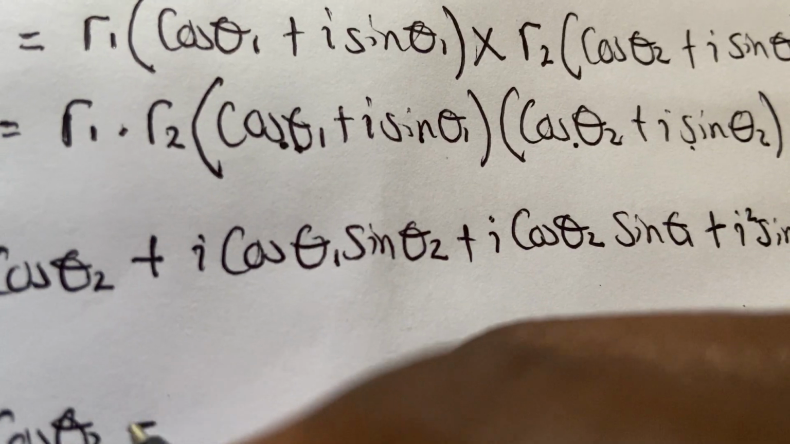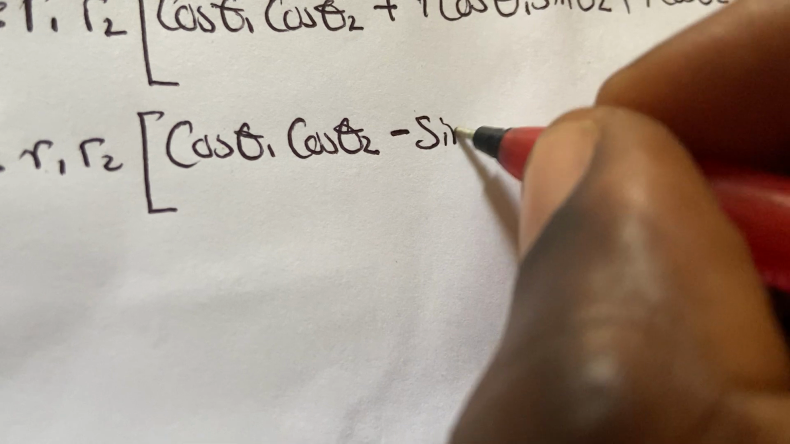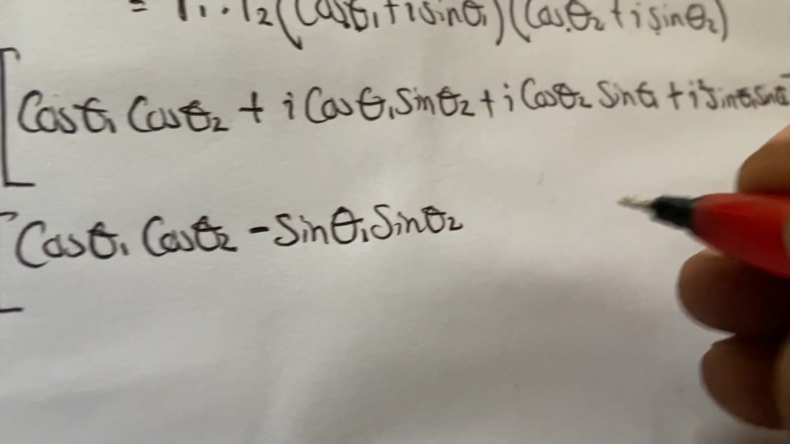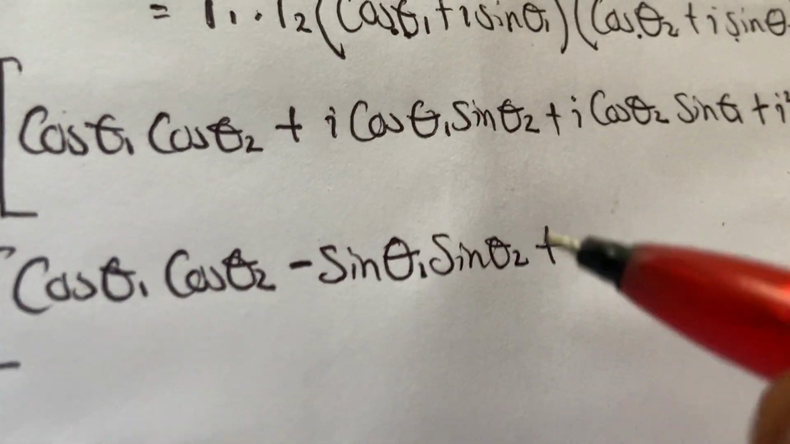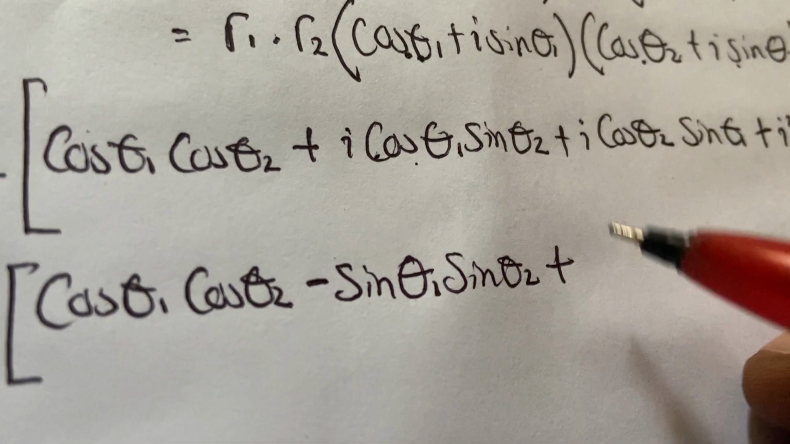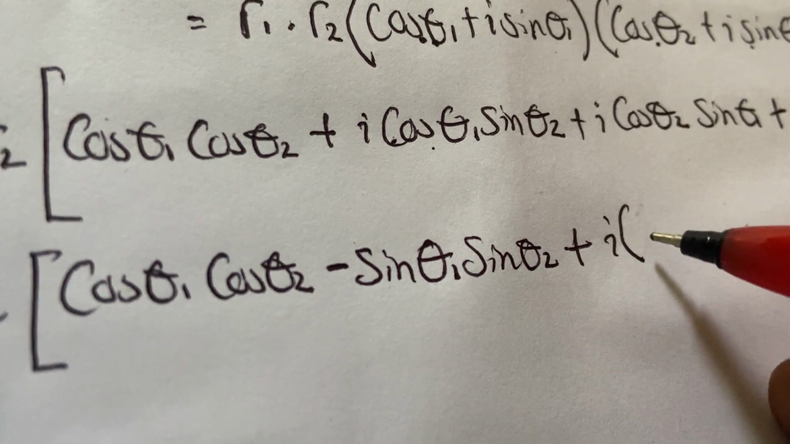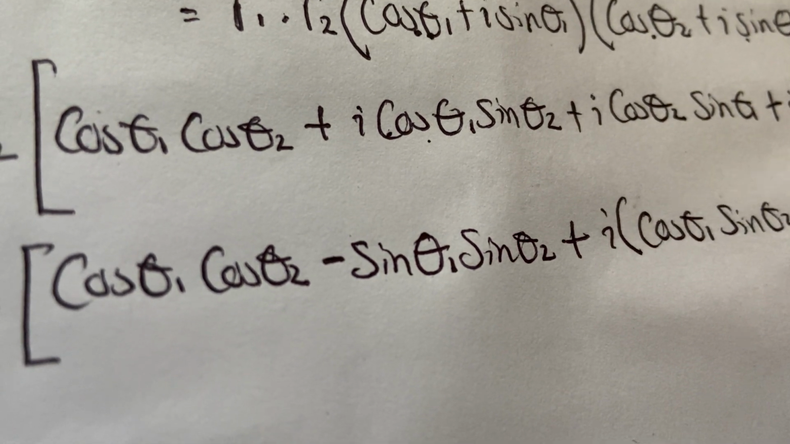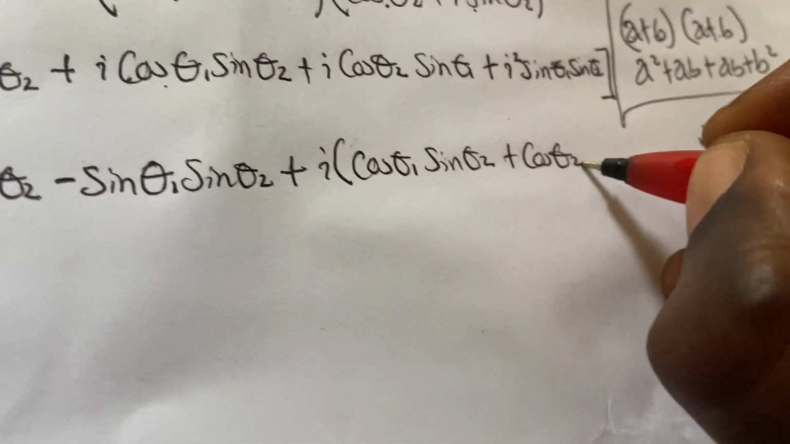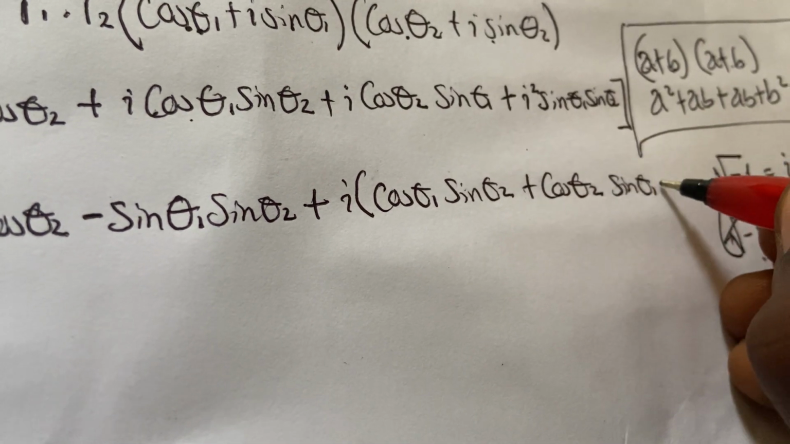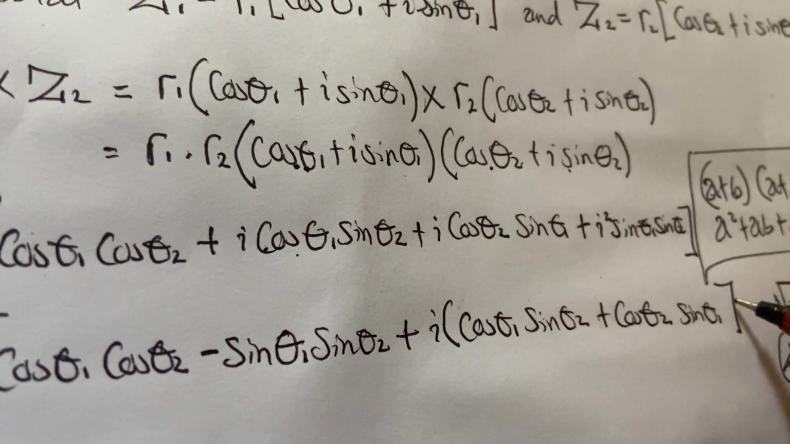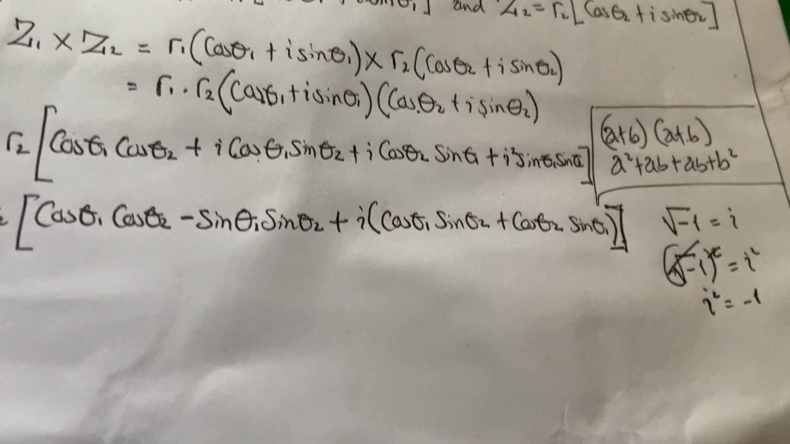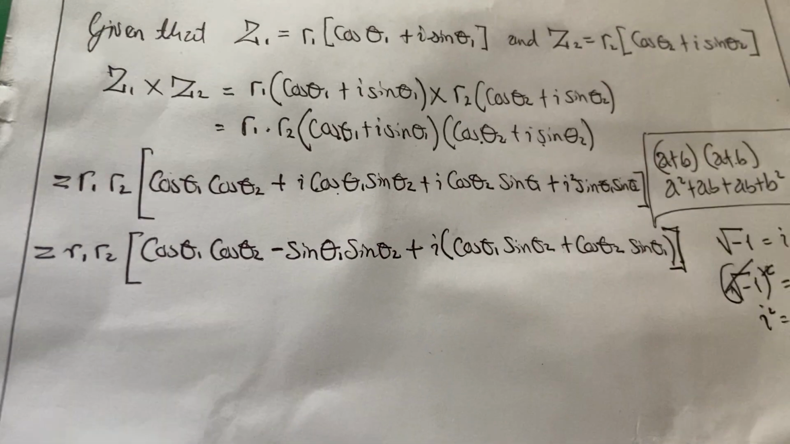So I'll be having minus sine theta 1 sine theta 2 plus this complex number. I'm going to just factorize I out, and I'll be having cos theta 1 sine theta 2 plus cos theta 2 sine theta 1. I hope no one is confused at this point.